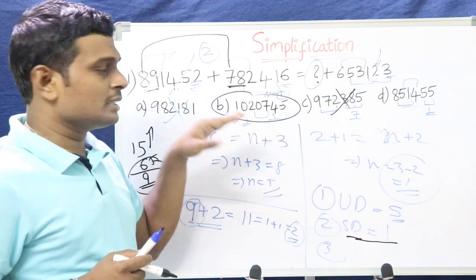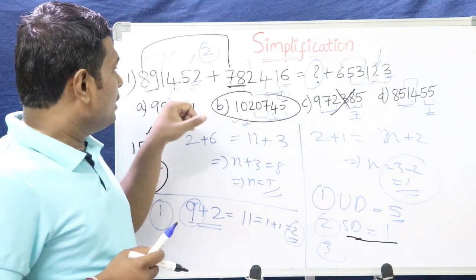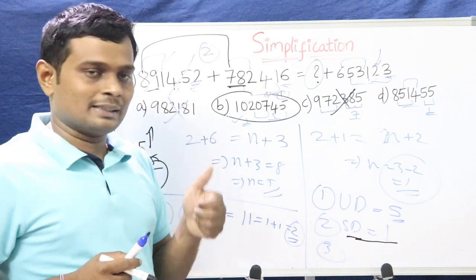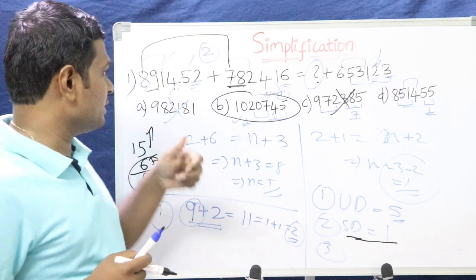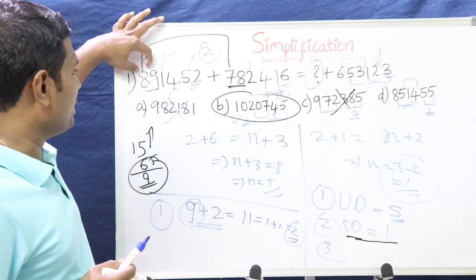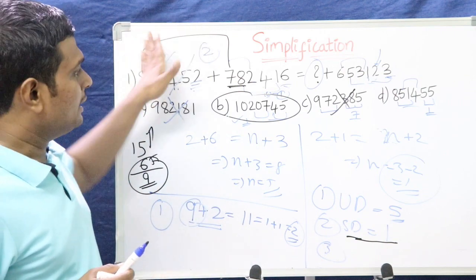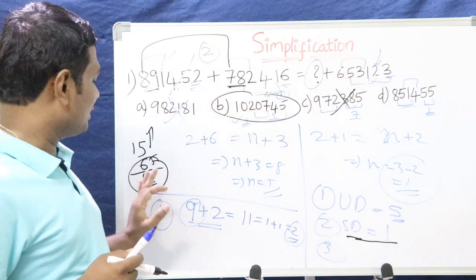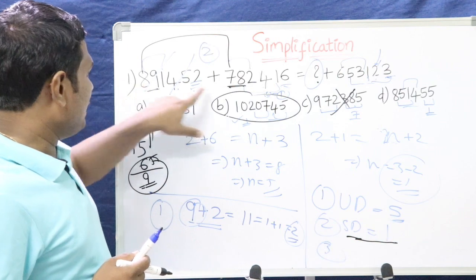Among these two options, how can we rule it out? We can rule it out by calculating the possible number of digits in the resultant. How can we calculate the possible number of digits? Let's take this one, the MSBs, 8 plus 7, 15. In the right hand side, 6. That means we are getting 9. That means 89 plus 78.